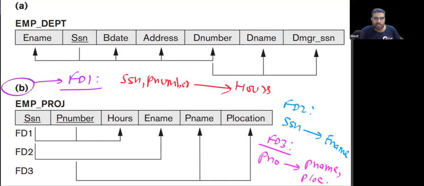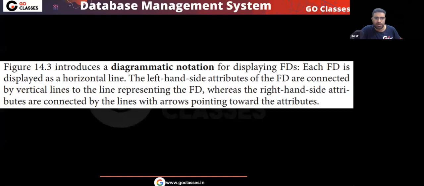Okay, so is this clear? Let me know. So you have 3 functional dependencies: FD1, FD2, FD3. So this is your alternative notation. Nothing else. Very simple. Okay. So this is your diagram notation. You can read it. Okay. You can check it.